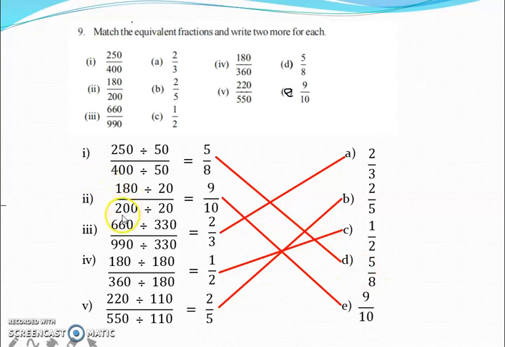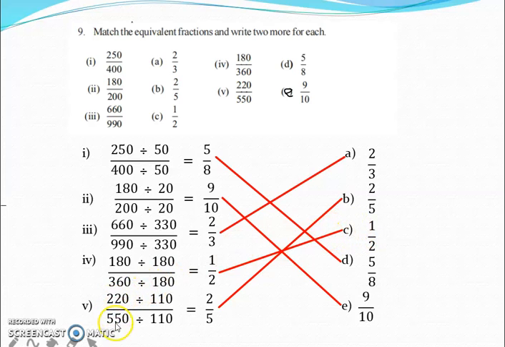Next 180 upon 200, divide by 20. So we are getting the answer 9 by 10. I matched it with E. Next 660 upon 990. We can divide numerator and denominator by 330. If you divide, you are getting 2 by 3. Matched with answer A. Next question, 180 upon 360. I divided by 180. I got the answer 1 upon 2. I matched it with answer C.